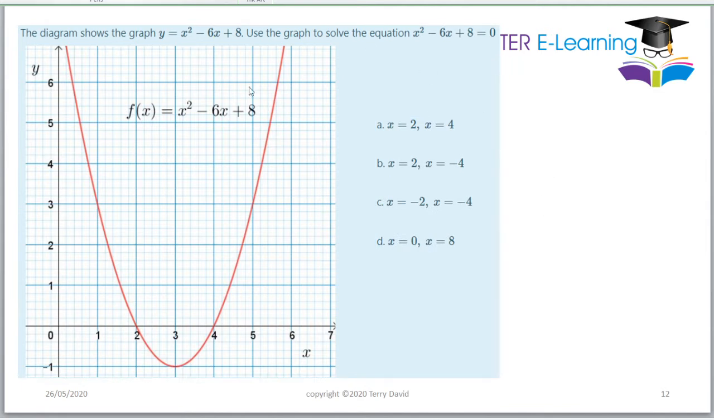Alright, so for this particular one, the diagram shows a graph y equal x squared minus 6x plus 8, right? And I want you to use a graph to solve this equation, right? So x squared minus 6x plus 8 is equal to 0. What is the answer for this one?